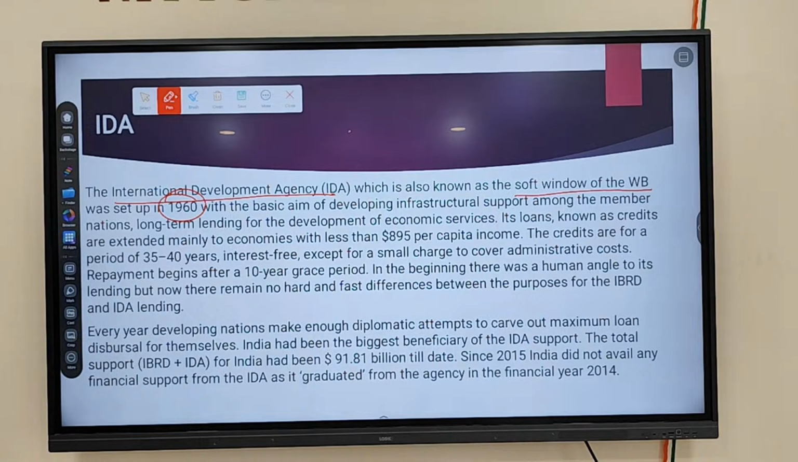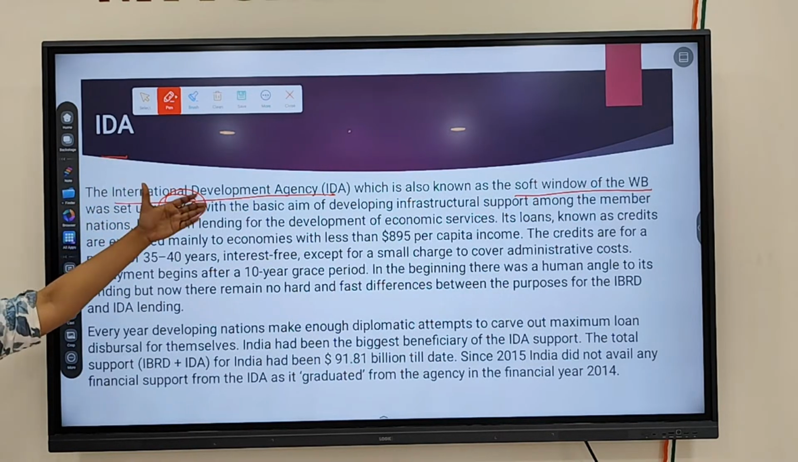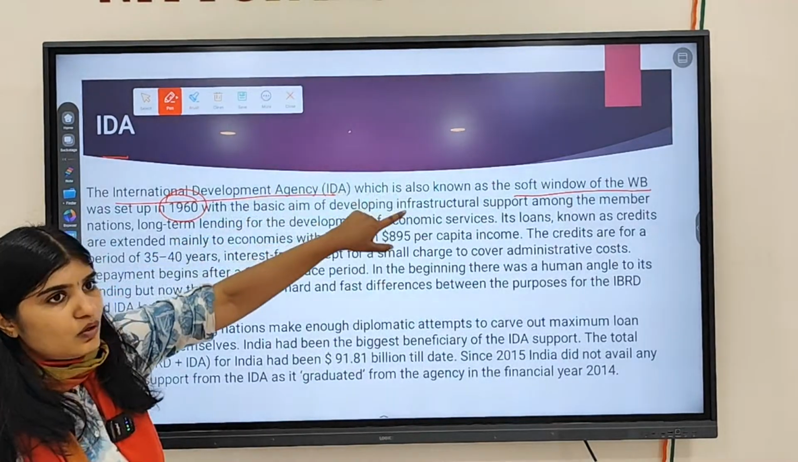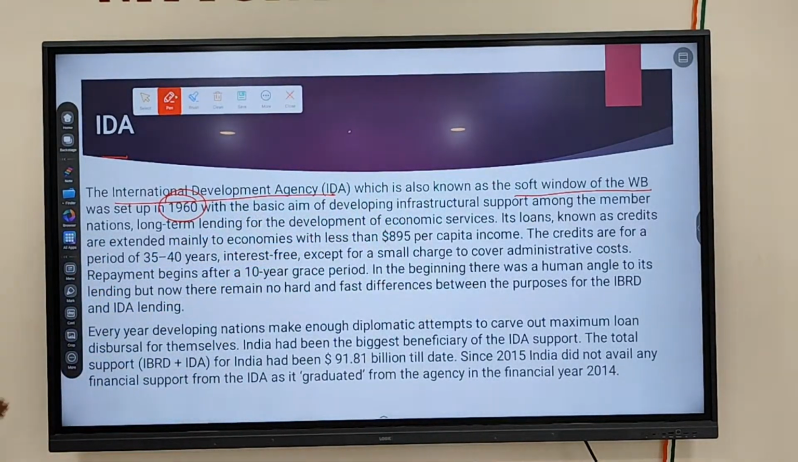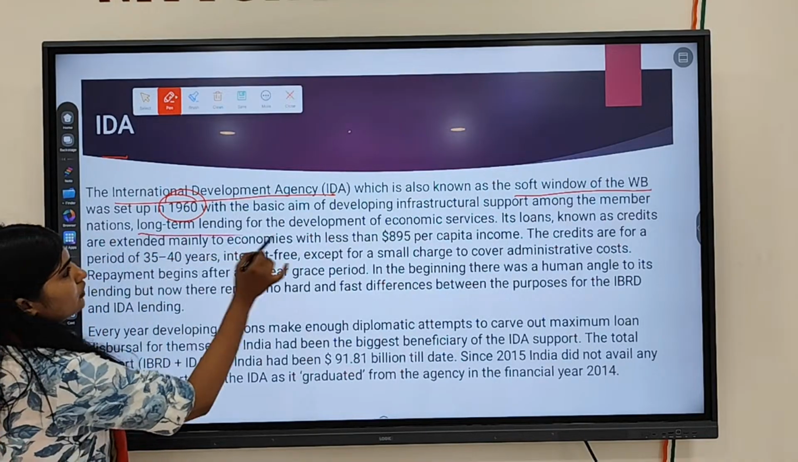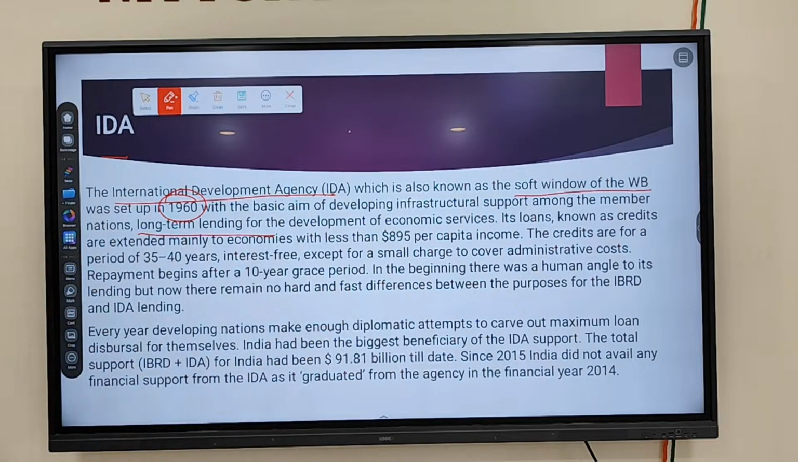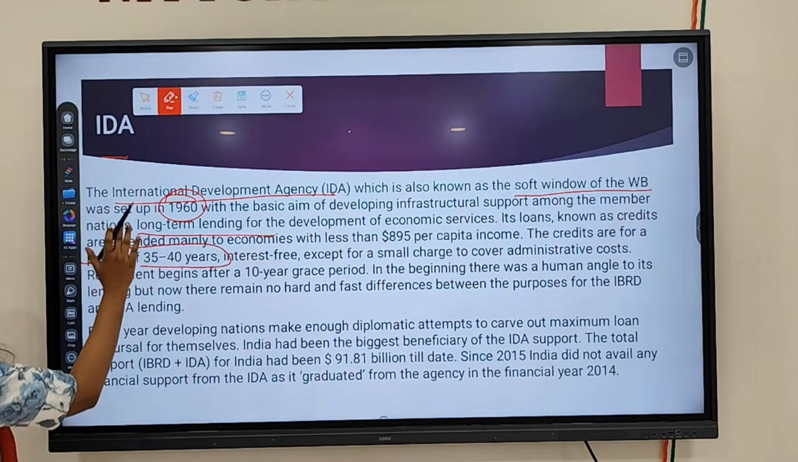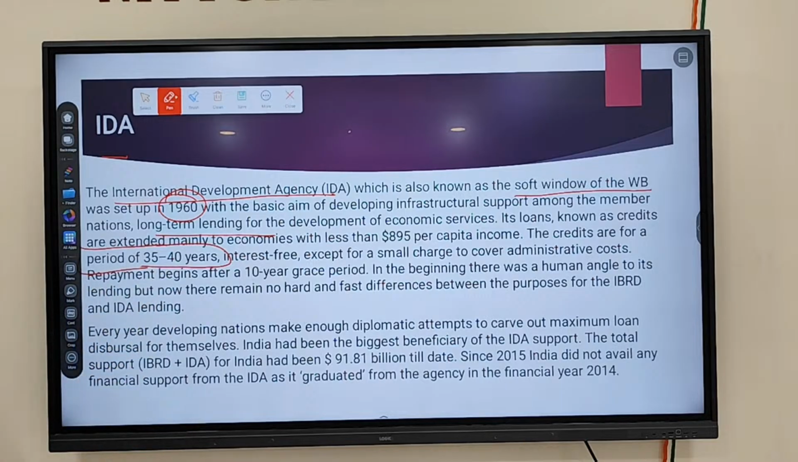Understood? How will we call a person very soft? By seeing his behavior. The same way, the soft window for the World Bank is IDA. Firstly, just concentrate here. This International Development Agency is also called the soft window of the World Bank, and it was set up in 1960. The aim of this IDA is that it will give long-term loans, for the period of 35 to 40 years. That much long-term loan it will provide.